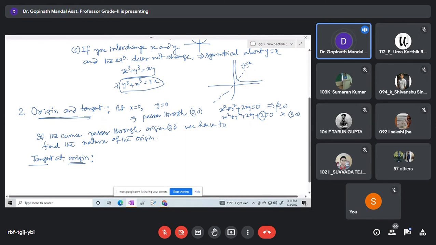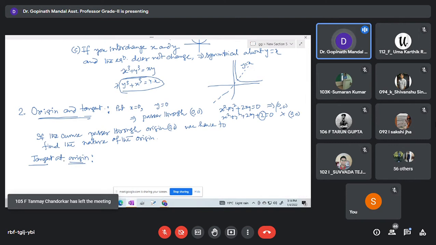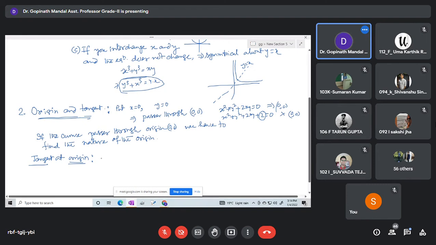We get tangent at the origin by equating the lowest degree term of the equation to 0. That means we have x cube plus y cube plus x plus y equal to 0.